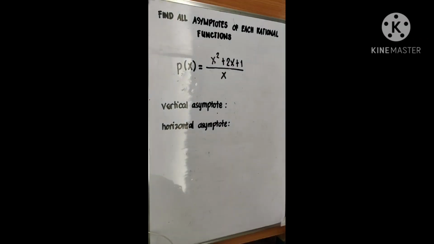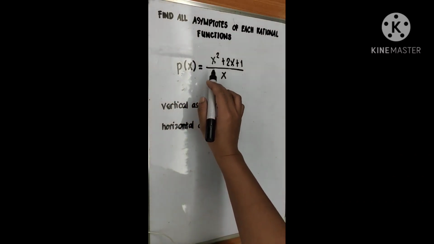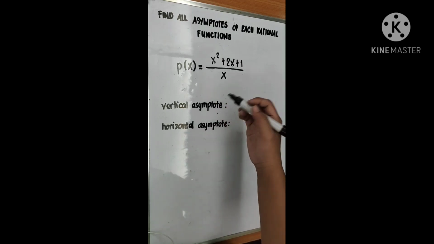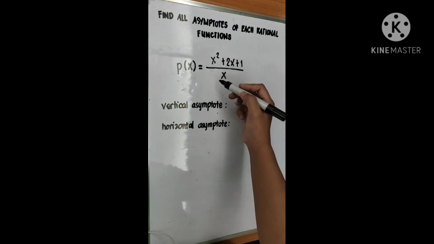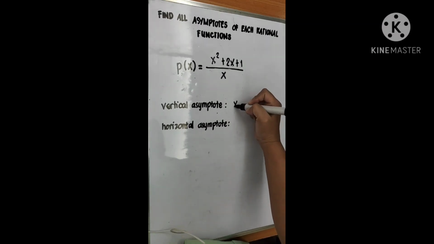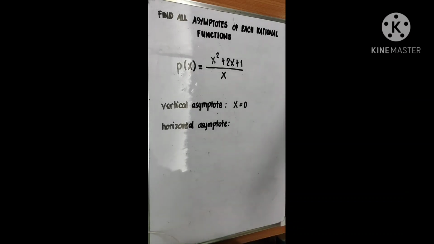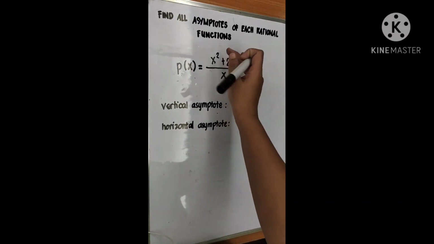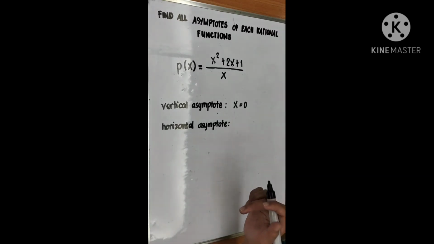Now for the final example, we need to find the vertical and horizontal asymptotes of our rational function p of x, which is equal to (x squared + 2x + 1) over x. For the vertical asymptote, we need to equate x to 0. So x is equal to 0. That's it. For the horizontal asymptote, we need to consider the degree of our numerator and denominator.